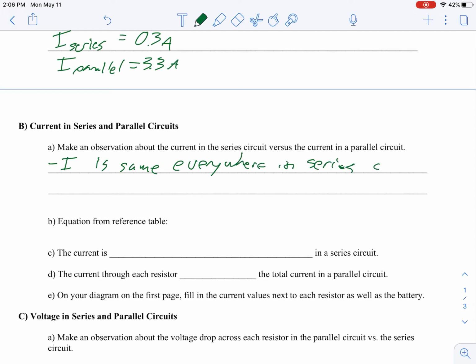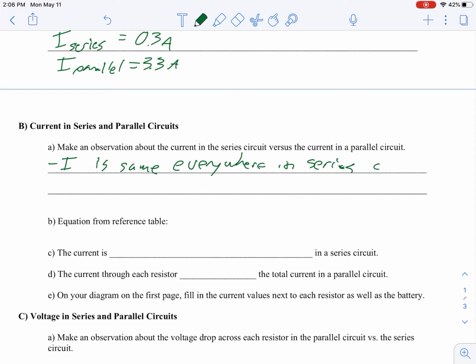So current through each branch in parallel adds up to total current. Now, the current is the same everywhere in a series circuit, and in a parallel circuit, the current in each branch adds up to the total current.